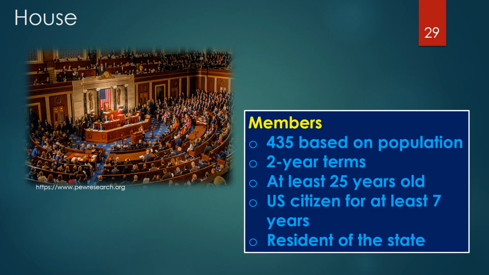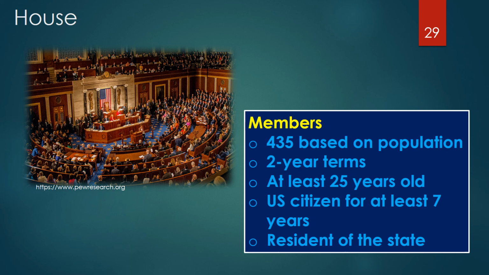The House of Representatives has 435 members. They are elected from congressional districts defined by population. Therefore, more populous states have more representatives. Each congressional district represents approximately 710,000 people. For example, in 2020, North Dakota has 1 representative, where California currently has 53.